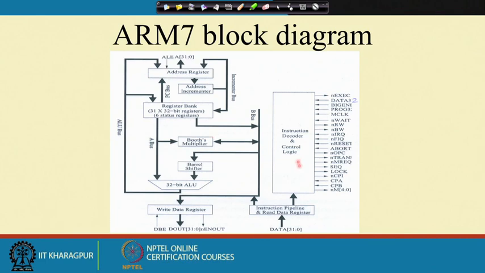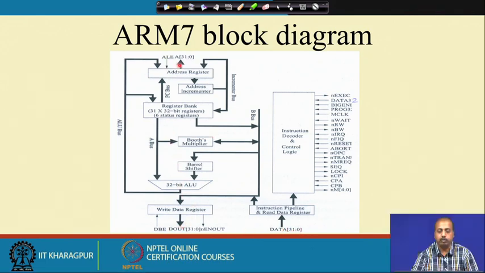ARM7 has a much more complex architecture compared to, say, the 8051 or 8085, in the sense that it has a 32-bit data bus, and the address bus is also 32-bit. There is no multiplexing of address and data bus, so they are separate. So, the address bus is 32-bit and the data bus is 32-bit.